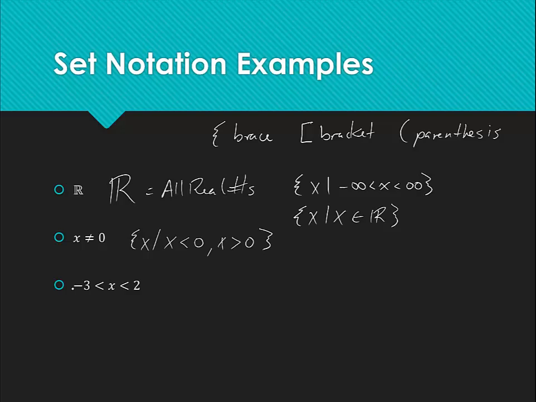This last one's pretty simple. -3 less than x less than 2. Pretty much just put this into your set notation. So your open brace x such that -3 less than x less than 2.